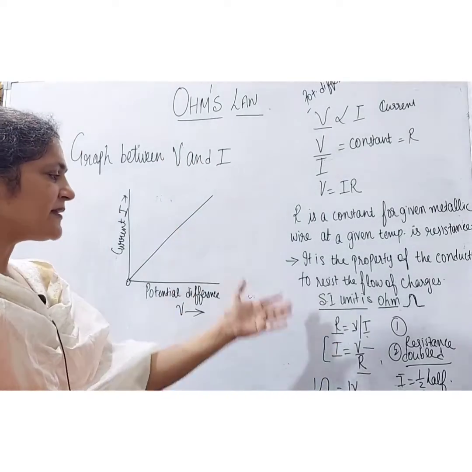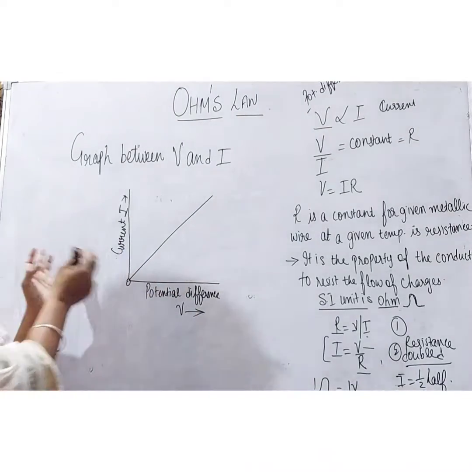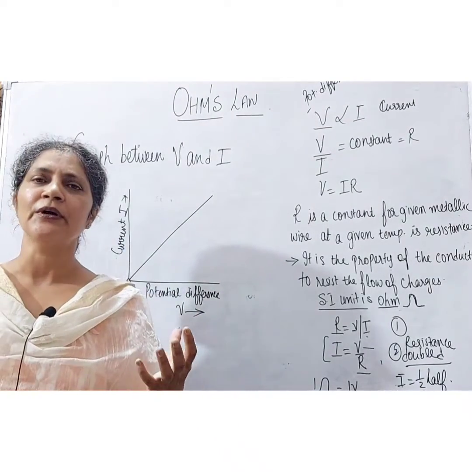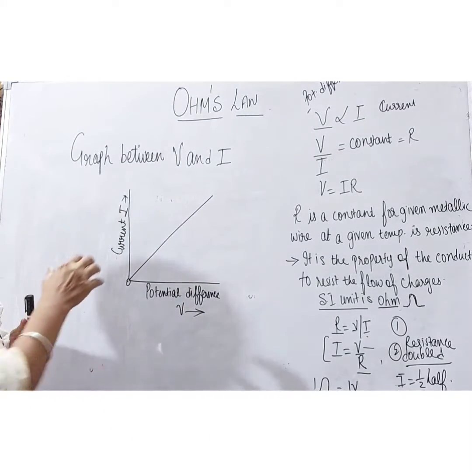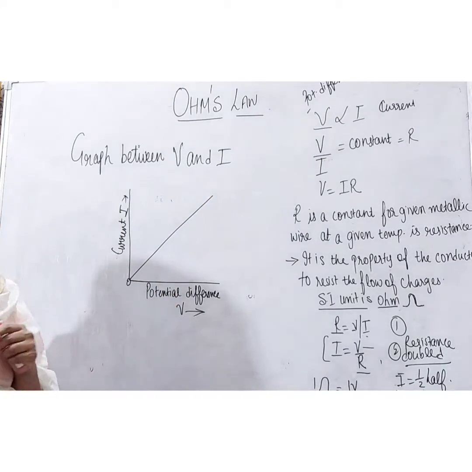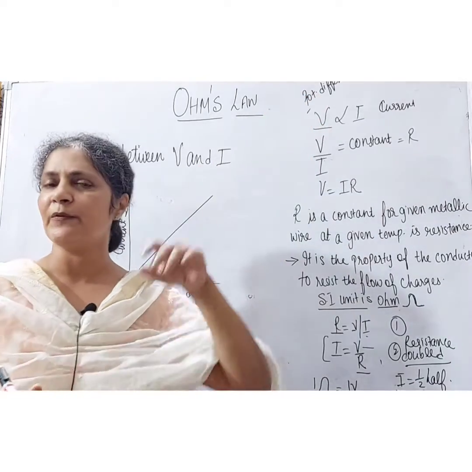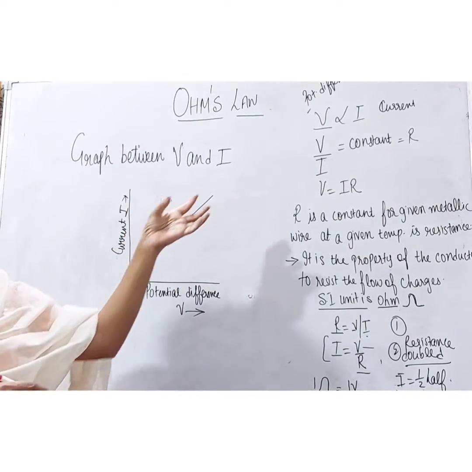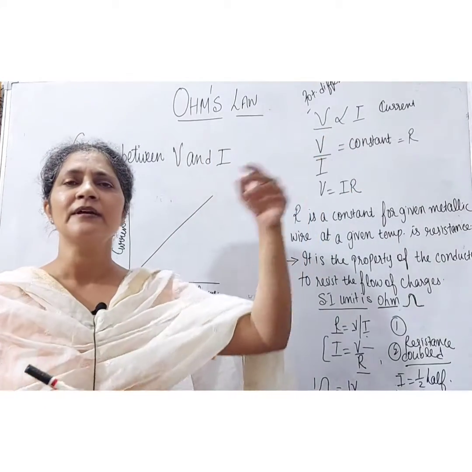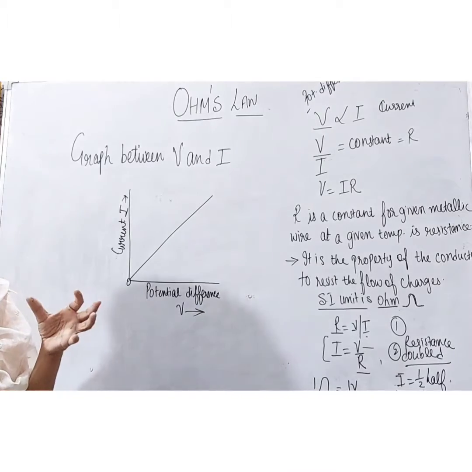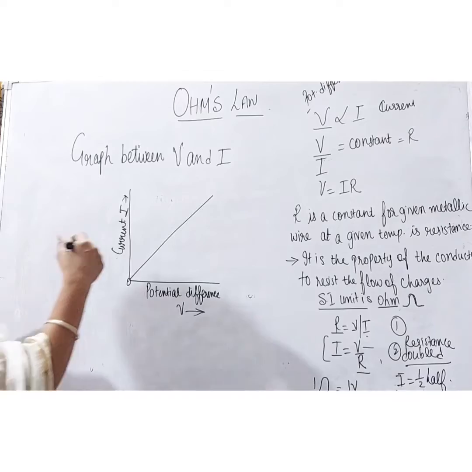Students, after getting all this, we will draw a graph between the potential difference and the electric current. When we draw the graph between the potential difference and the electric current, it will always be a straight line, because we have already studied that the potential difference is directly proportional to the current. If the potential difference is doubled, electric current will be doubled. If the potential difference is halved, electric current will be halved. When things are directly proportional to each other, their graph will always be a straight line.